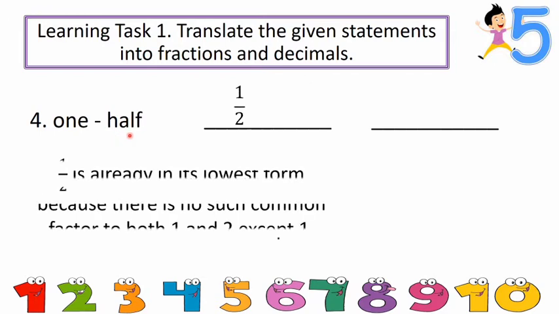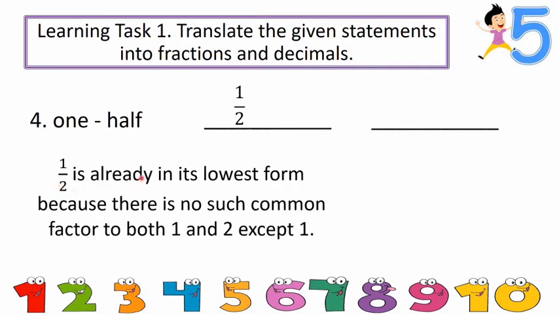Take note that 1/2 is already in its lowest form because there's no such common factor to both 1 and 2 except 1. So how are we going to write 1/2 in decimal? Remember, numerator divided by the denominator. So 1 divided by 2.